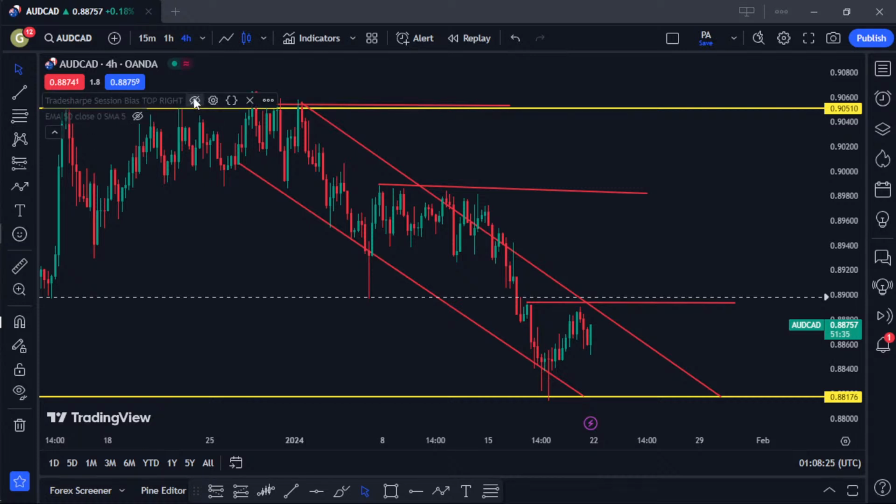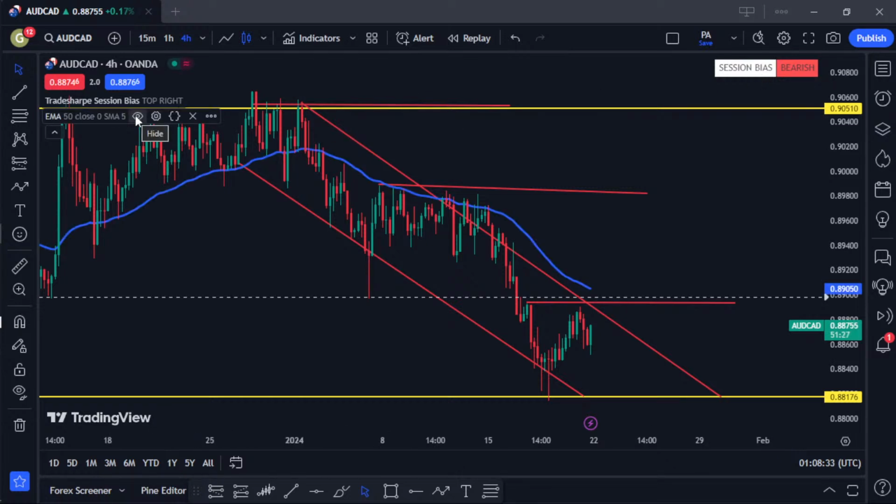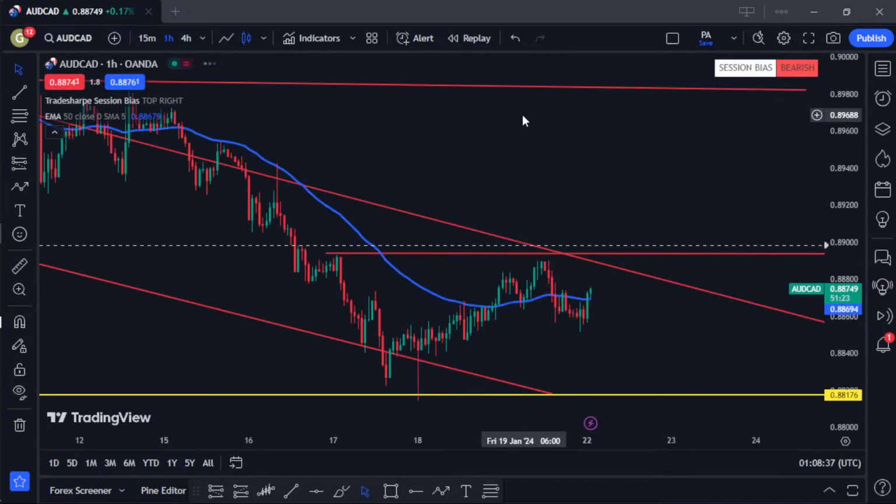So let's take a look at my session bias. You can see this session bias is showing that this market is a pure bearish market. And then if we come over to the 50 moving average, you can see that even the 50 moving average is telling you that the market is a sell market, so you shouldn't be looking for a buy order.